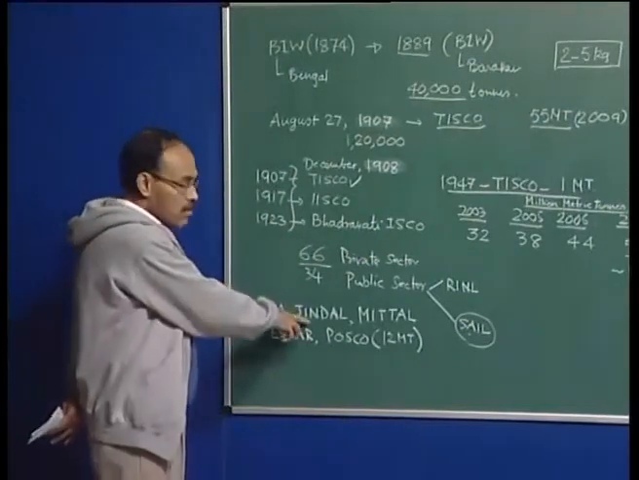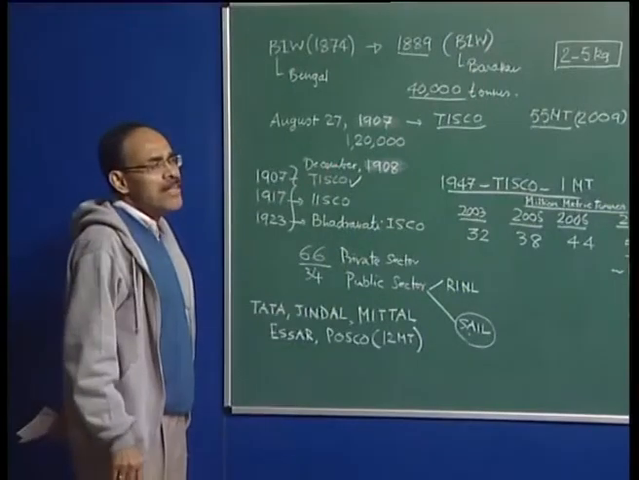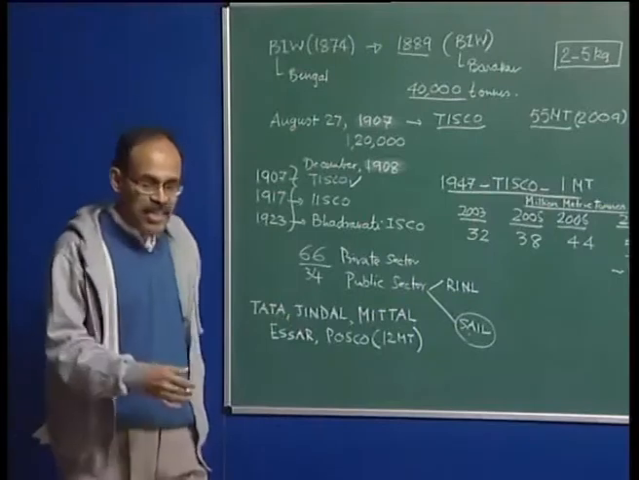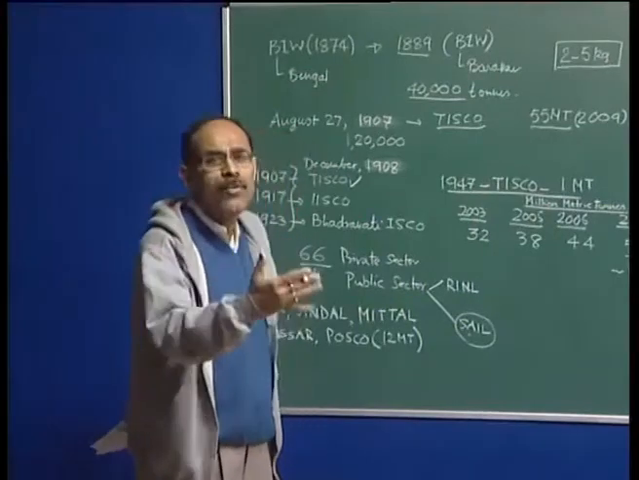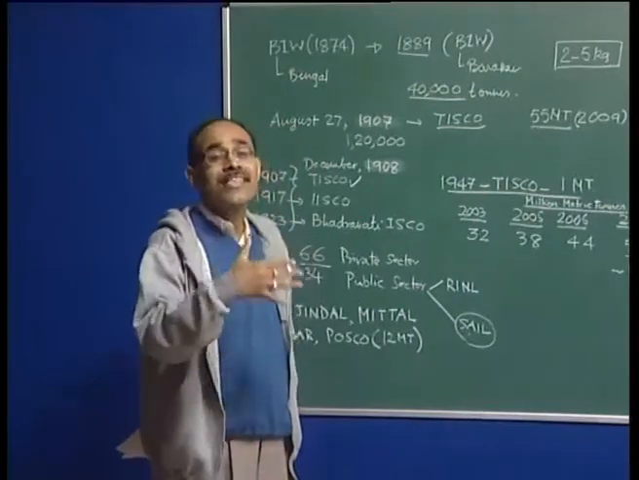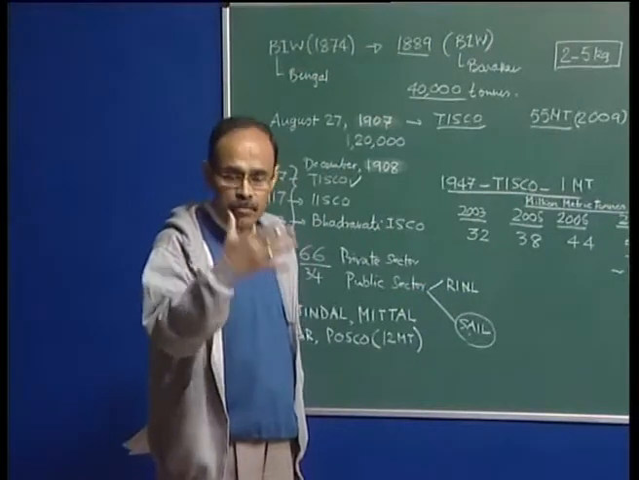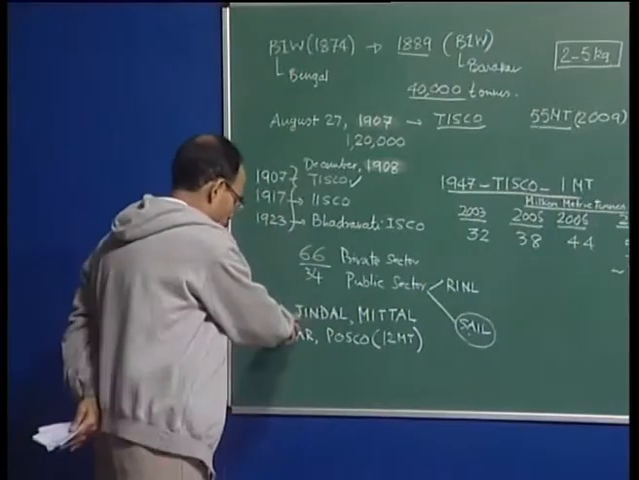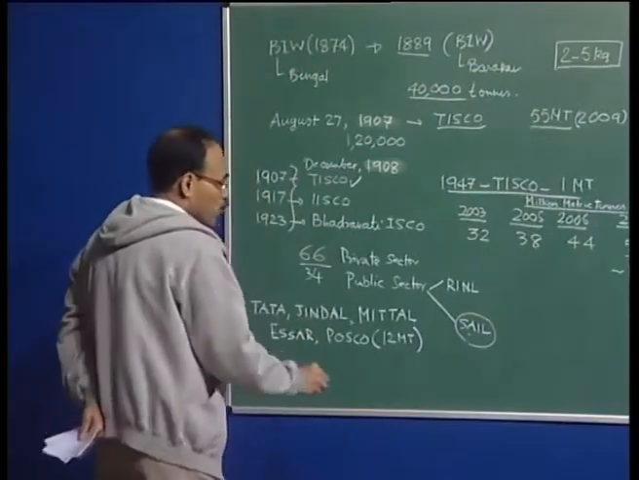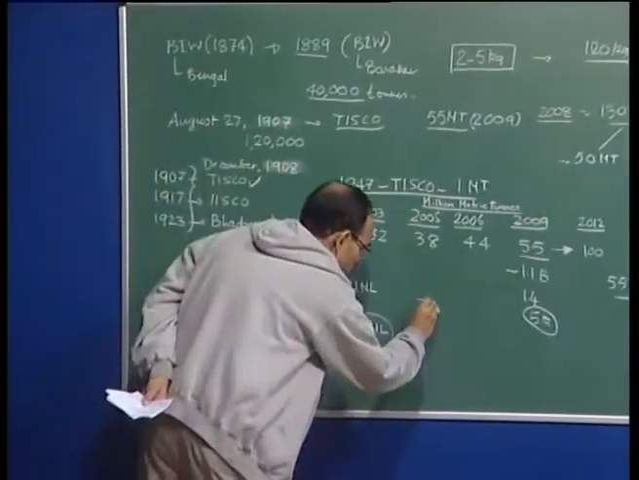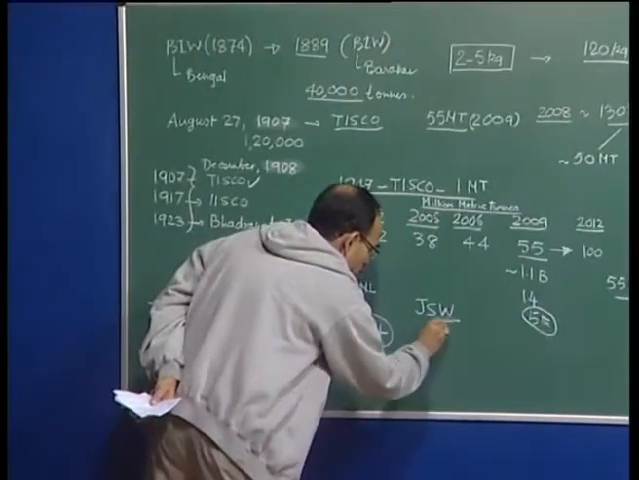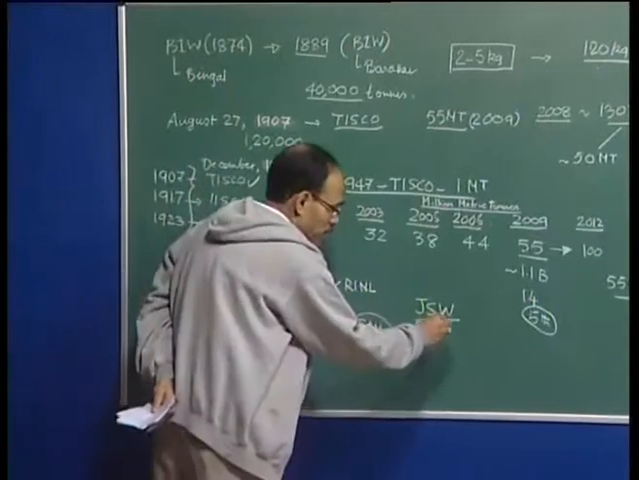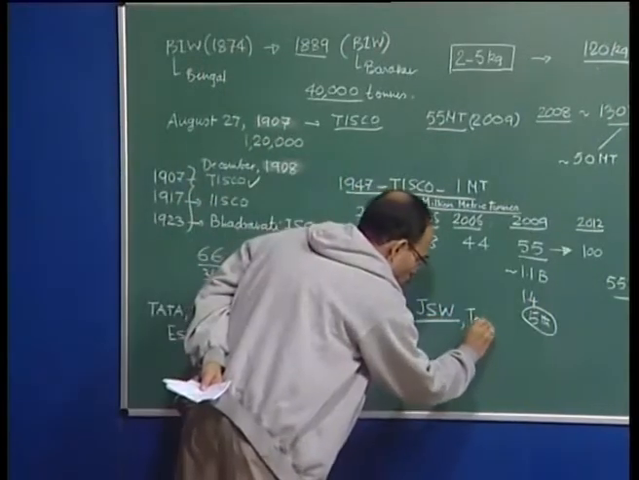So the plant that Jindals have in Toranagallu initially started with 2 million tons, then it went up to 4 million tons, and currently it is producing 7 million tons in one single place. This is the JSW plant I am talking about, Jindal Southwest, in Toranagallu near Bellary.